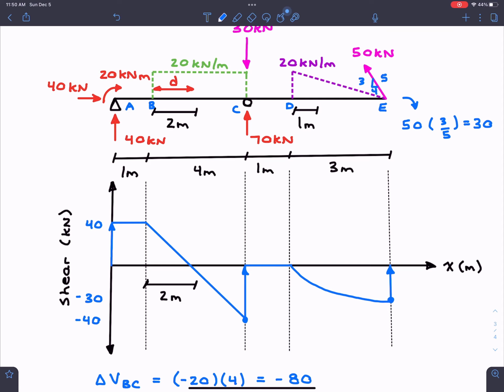Now, of course, if you wanted to be nice to the markers, you would kind of shade it in or something like this to show everybody what exactly it is, but I'm not going to do that.